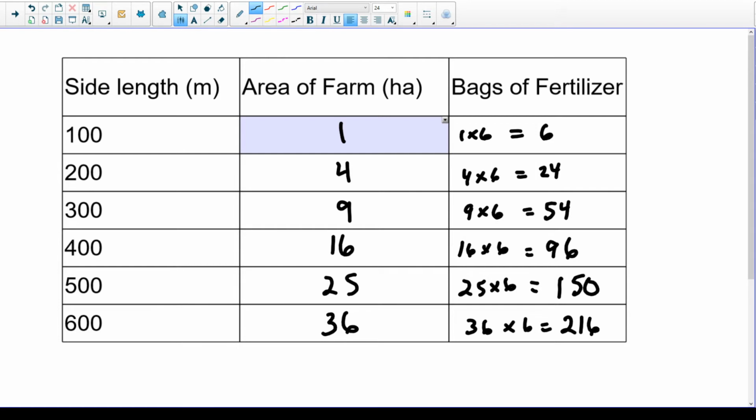So the next question that they're asking us to do is to draw a graph comparing the bags of fertilizer needed to the area of the fields. So they want us to draw a graph of this number versus this number. Okay. Now to do that electronically, to make our lives a little bit easier, we're going to use Desmos. And Desmos is either an app or a web page that you can get to. So I'm going to switch over to that right now.